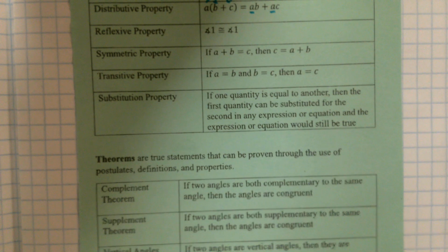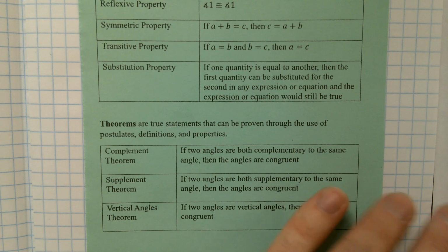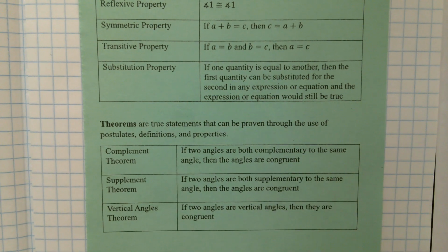Substitution property. Now this one is all words. Can I get a volunteer to read out the substitution property if it's not super blurry? Ava, go for it. If one quantity is equal to another, then the first quantity can be substituted for the second in any expression or equation, and the expression or equation would still be true. Exactly. This kind of goes along with the transitive property, right?